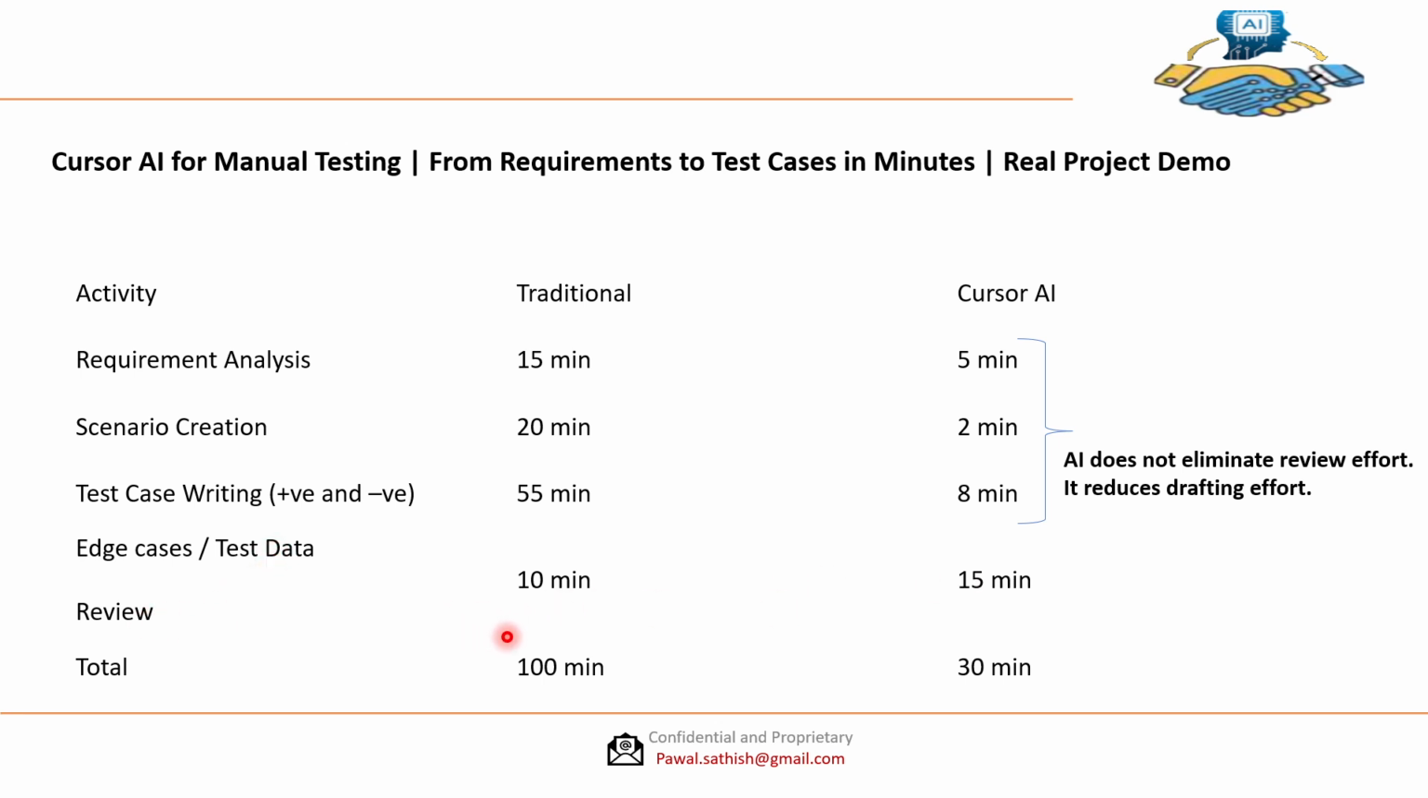Now if you see here, in the traditional approach I have mentioned only 10 minutes for review, but since we are using Cursor AI, we need to be very careful when we are using Cursor AI generated test cases, and that is the reason I have increased it to 15 minutes. Now if you see the total, the traditional approach takes 100 minutes, whereas with Cursor AI for test case generation, it's within 30 minutes that all relevant test cases get generated, and you are saving 70 minutes.